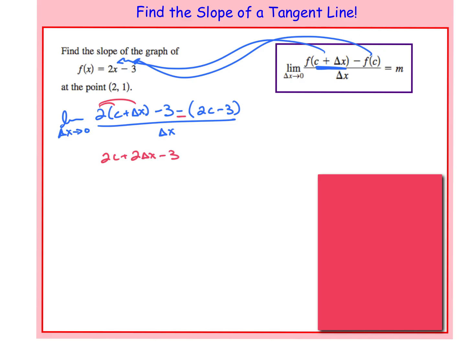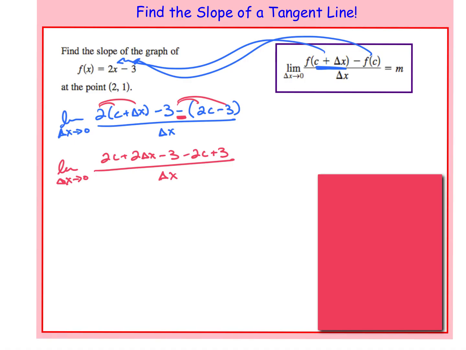Now what do we do with this little negative thing? Good. All right, so now we have minus 2c and then plus 3, all over delta x, as my limit as delta x approaches 0. Now, lovely things are going to start happening. What lovely things happen? My delta x's do not cancel yet. They will, but not yet.